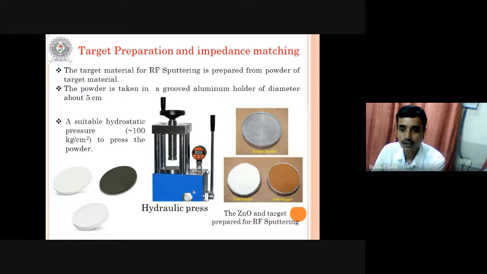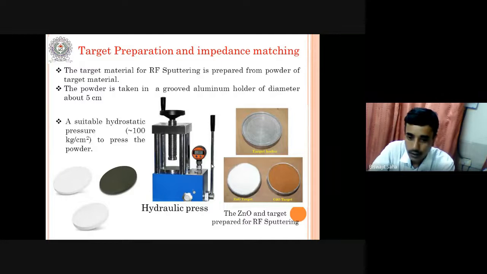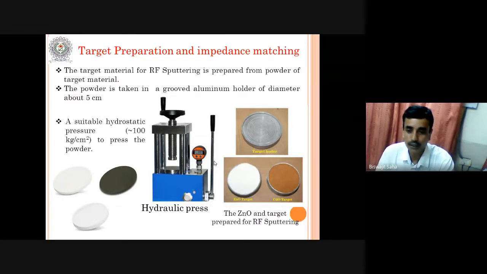Next is target preparation, how to prepare the target. I am describing how to run the deposition process. At first you have to produce a target. Say a zinc oxide target is to be produced, then you take a aluminium holder. This is the aluminium holder, you can see this one. Inside this, you place zinc oxide powder. If you use cadmium oxide, you place cadmium oxide powder.